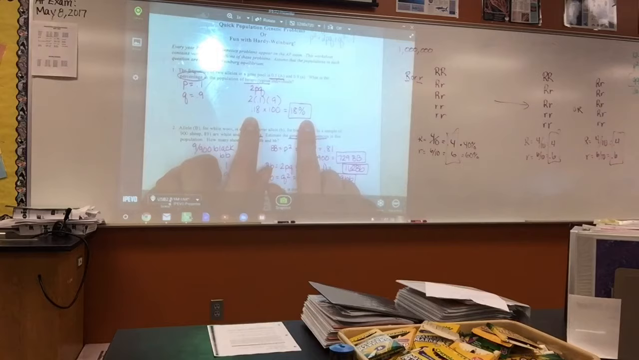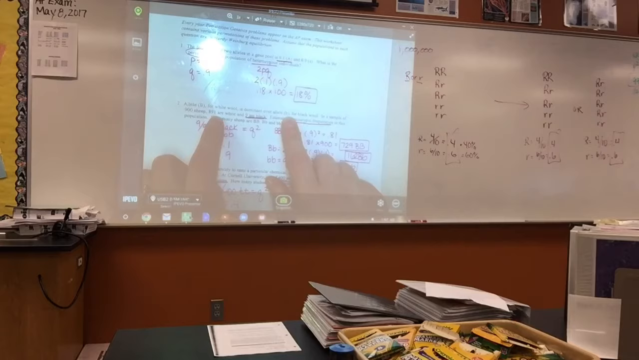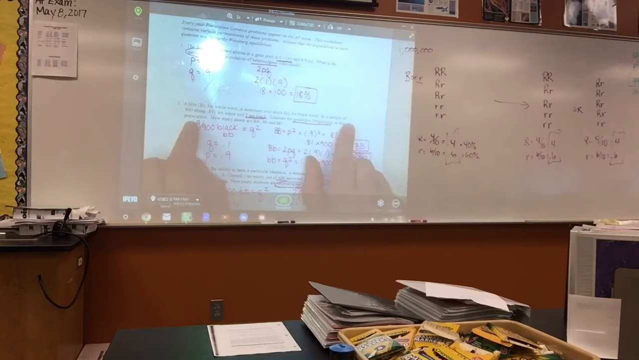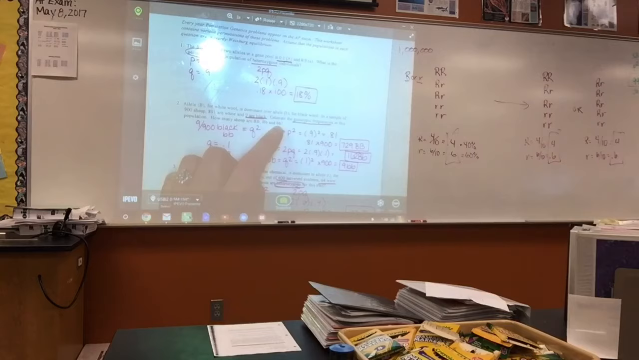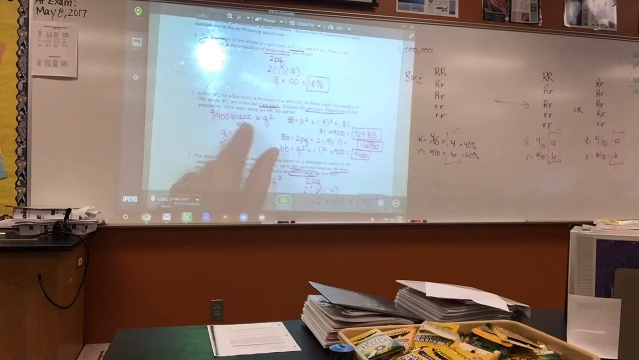Number two, you have big B for white wool and little b for black wool. In an example of 900 sheep, 891 are white and 9 are black. Estimate the genotype frequencies in the population, and then how many sheep are in each of these genotypes. So they give you the dominant and the recessive. I underline the recessive because that's what we want to look at. We want to use the frequency of 9 out of 900 are black, because black is the recessive phenotype.